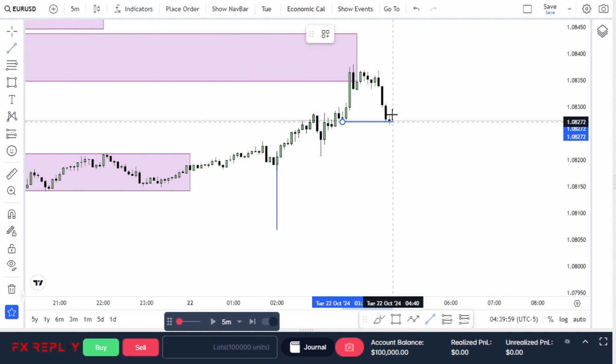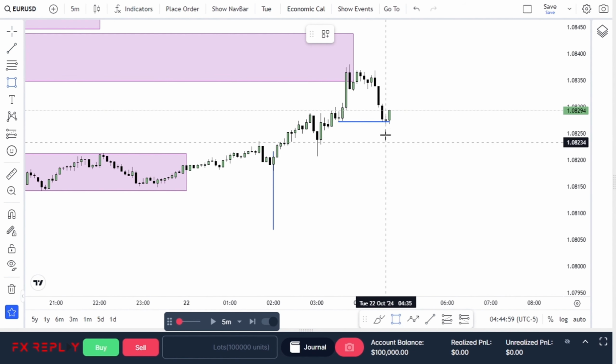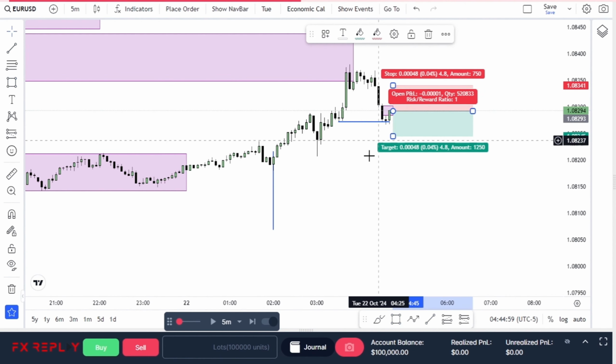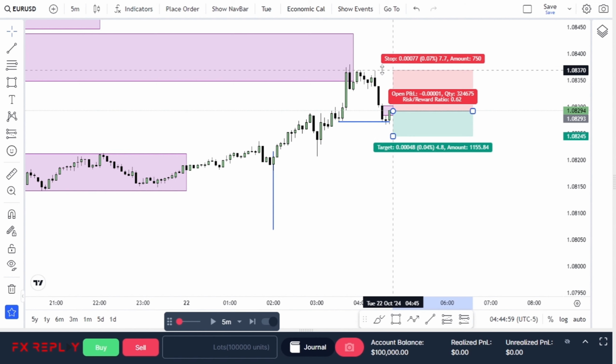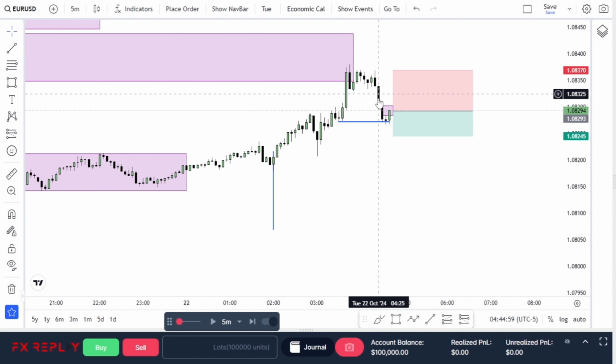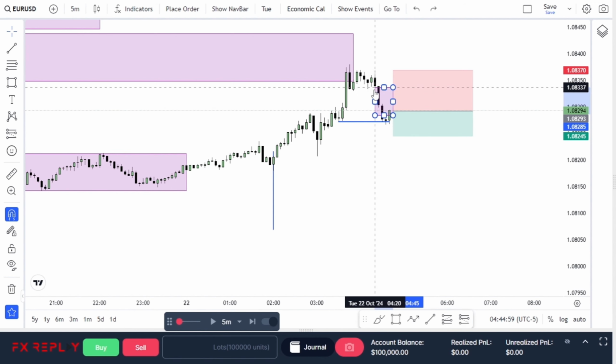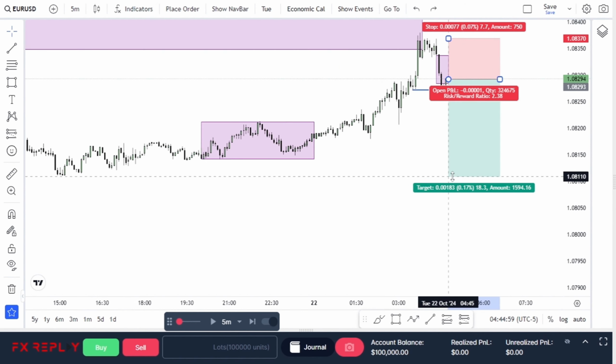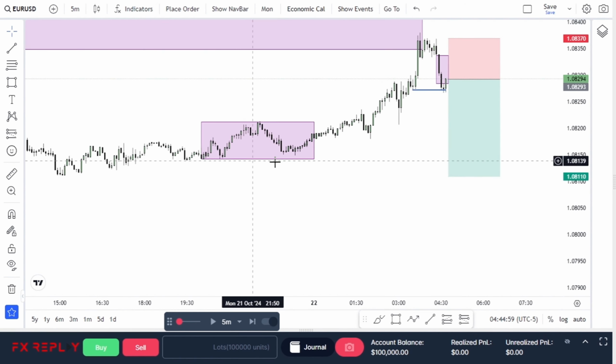Here we have a market structure shift and we can enter at this fair value gap. We can enter here. We will put our stop loss above this range high because the market can also fill these fair value gaps. We have a fair value gap all the way here, so the safer stop loss will be above the range high. Our main target will be this low, and we can take partial profit at this Asian range low.